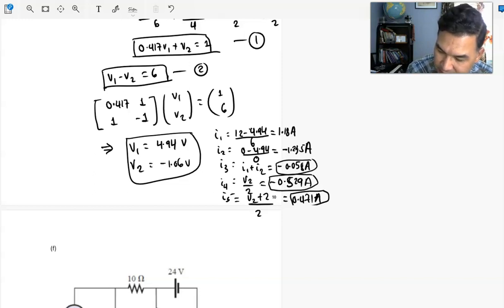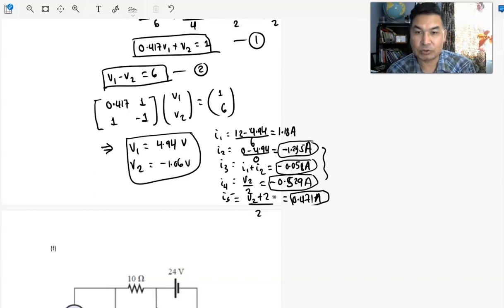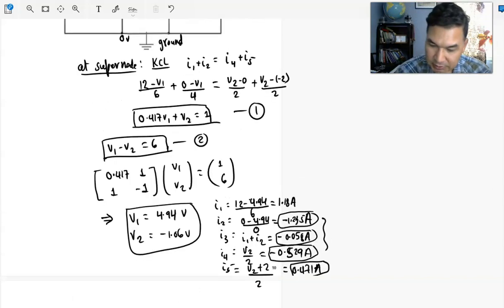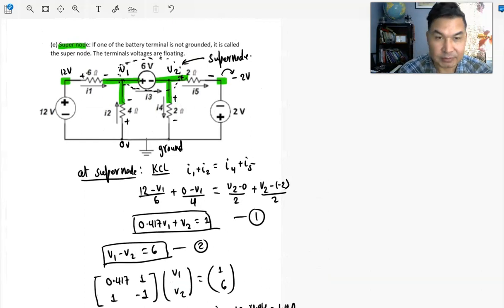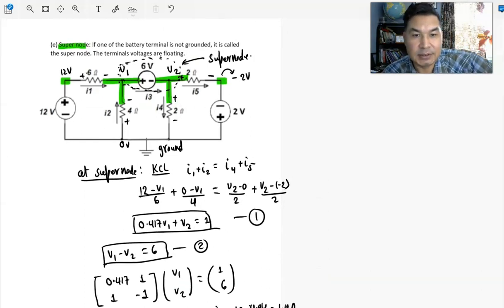If you see a negative in the direction of the current here, this is a negative current. That simply means the direction of the current shown in the diagram is wrong. You just need to flip it. The actual direction of the current is opposite to the direction that you are given. You may be given any direction of current, and if the direction of the current is wrong, you will end up with a negative current, but the magnitude remains the same.